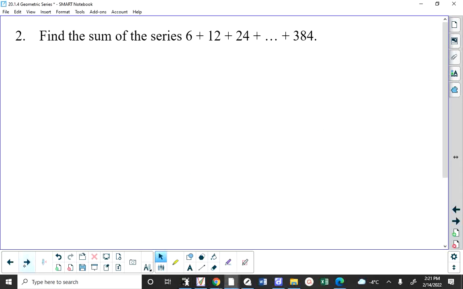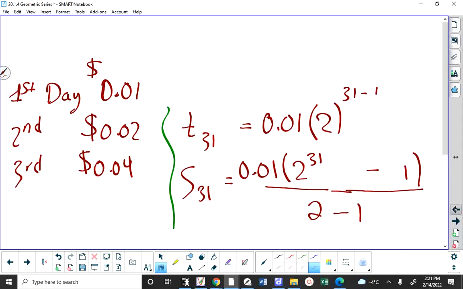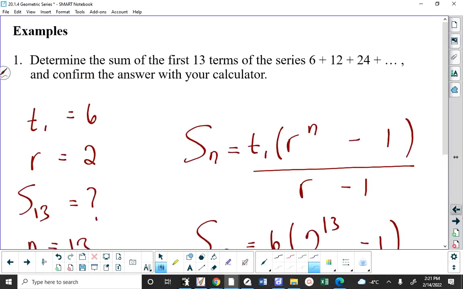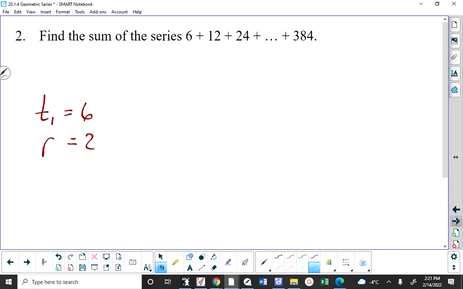Number 2, find the sum of this series. Is this the same one? No, it isn't. Is this your number 2? Okay. Find the sum of this series, so 6 plus 12 plus 24, etc. The first term is 6. The common ratio is 2. In fact, it is the same sequence, isn't it? It's just that we're only adding up to 384.